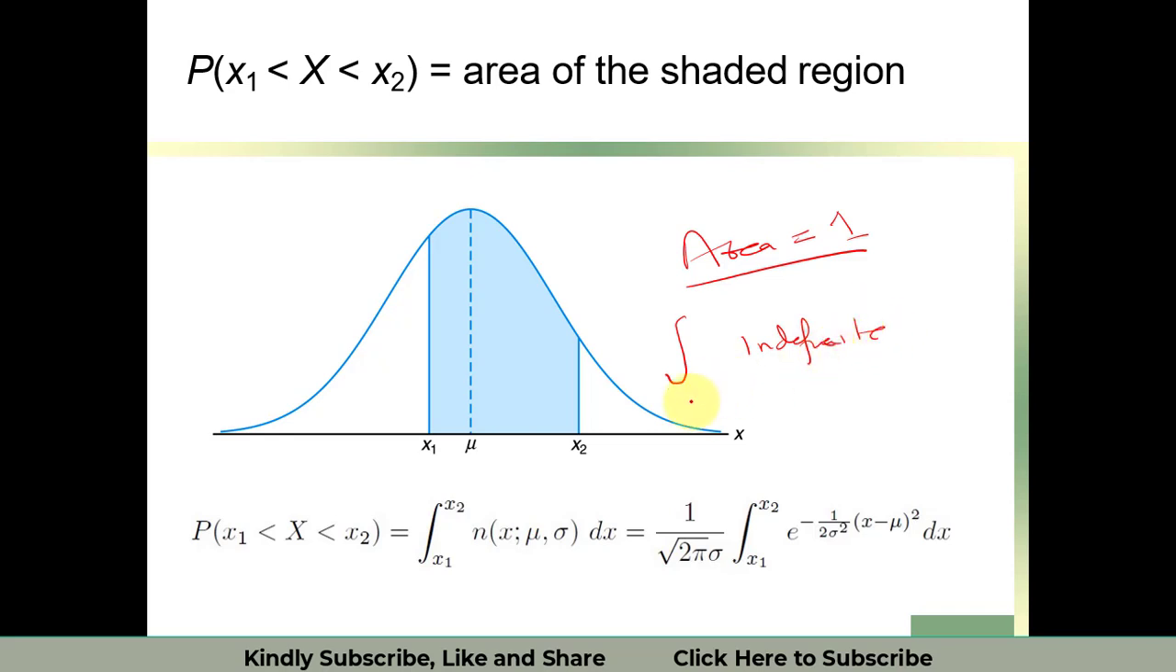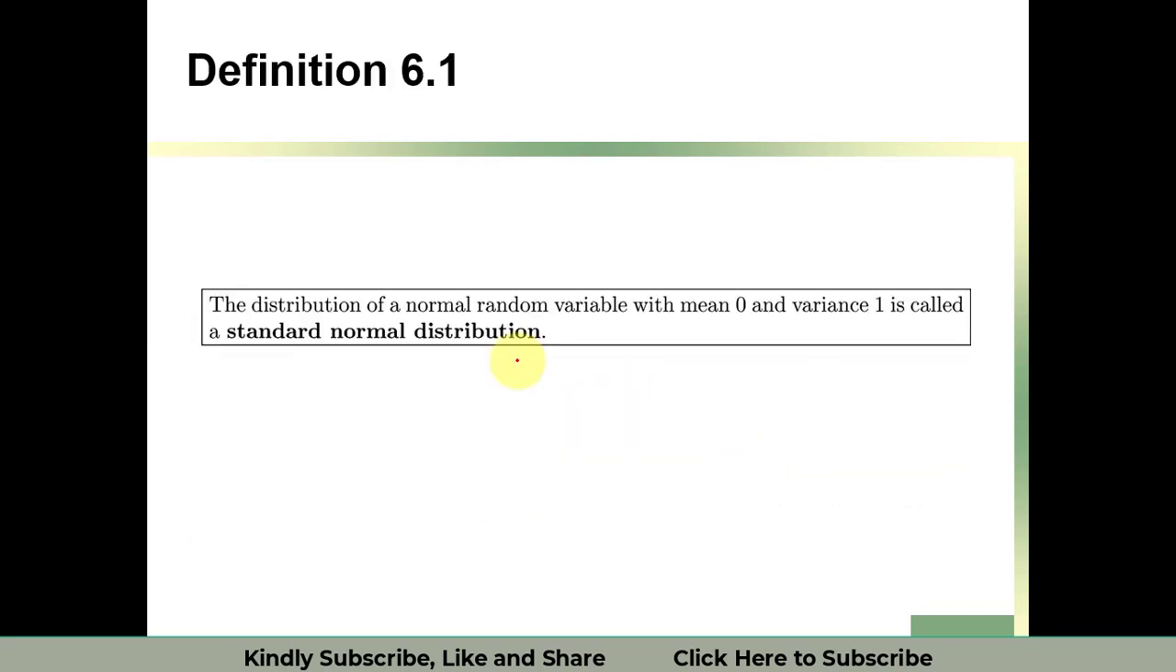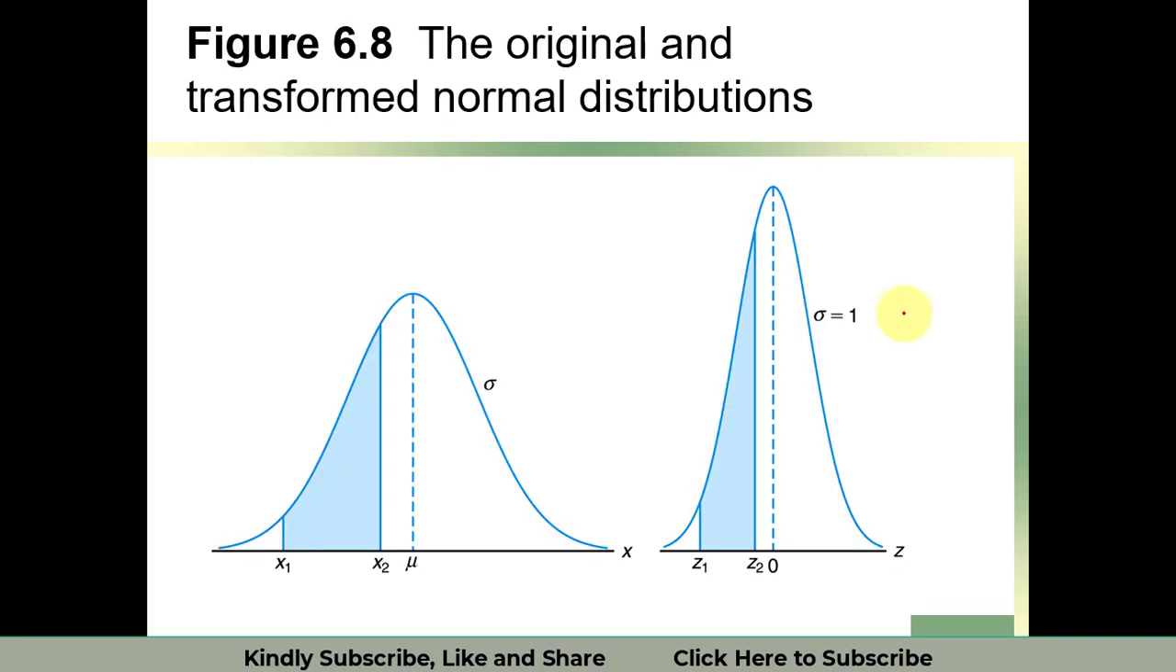But if I integrate between these two intervals, we get the area under the curve between the stated interval and we say this is a definite integral. Okay, and the result will be the area under the curve. So now, for the standard normal distribution of a random variable, the mean is always 0 and variance is 1.